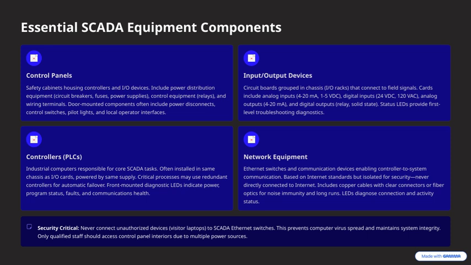Finally, the input-output devices are housed in safety cabinets. These contain the controllers, I/O modules, power distribution equipment like circuit breakers and fuses, and wiring terminals. On the door-mounted components, you'll often find power disconnects, control switches, pilot lights, and interfaces for local operators. All these elements work together to create a reliable and secure SCADA system that supports the entire industrial process.